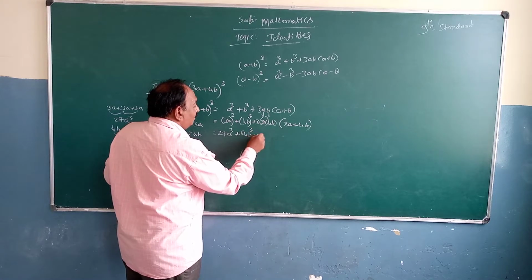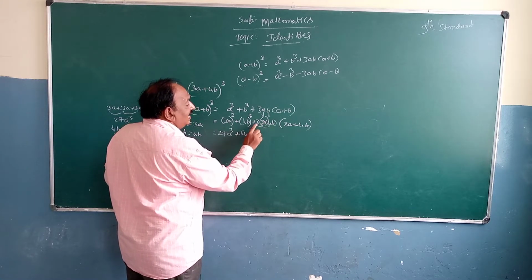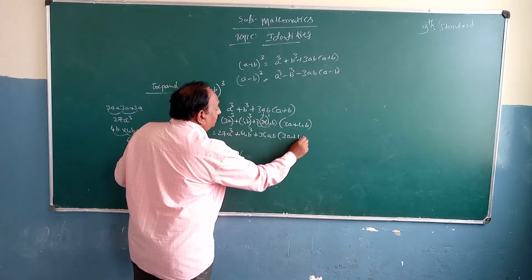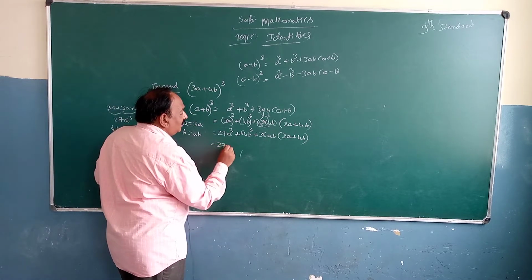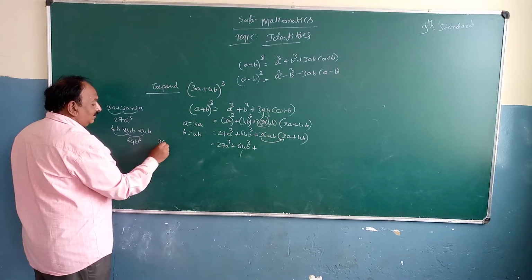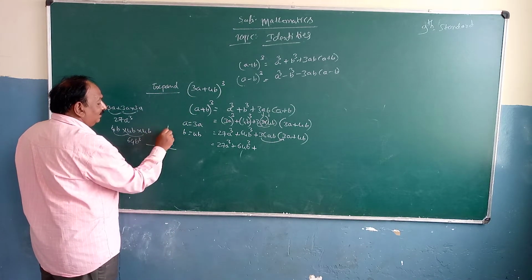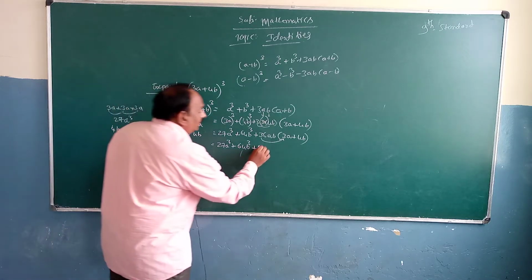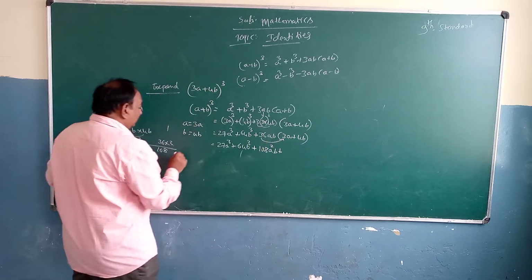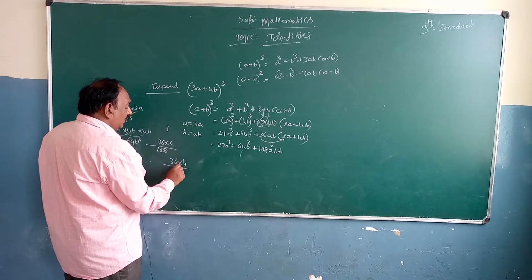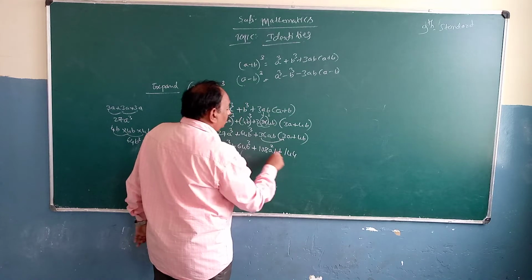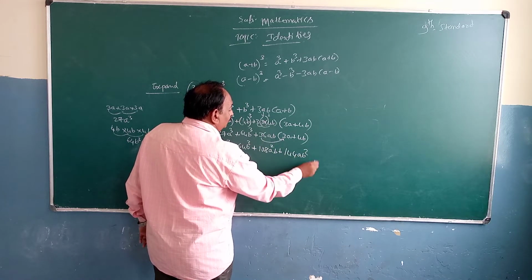64b cube, plus 3 3s are 9, 9 4s are 36ab into 3a plus 4b. 27a cube, 64b cube, multiply 36 into 3: 3 6s are 18, carry 1, 3 3s are 9 plus 1, 10, so 108, a into a square b as it is. 36 into 4: 6 4s are 24, carry 2, 3 4s are 12 plus 2, 14, so 144, a as it is, b into b square.